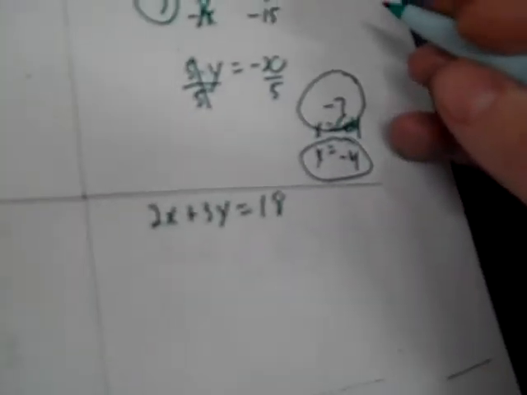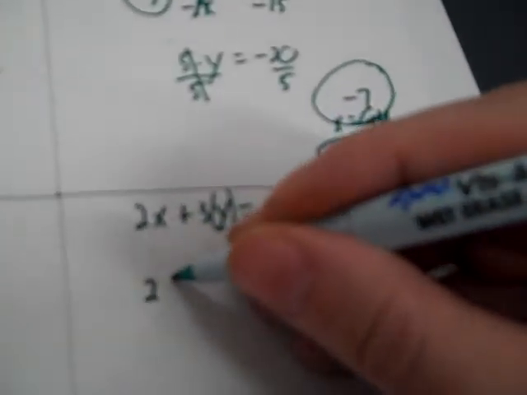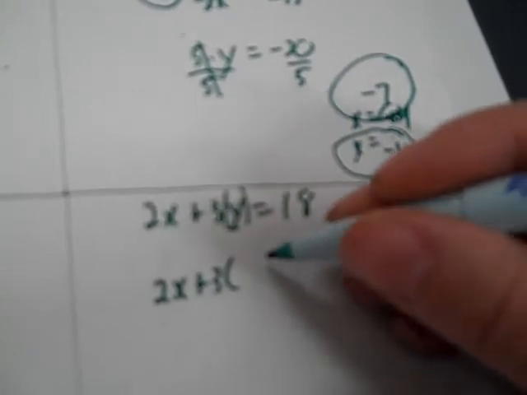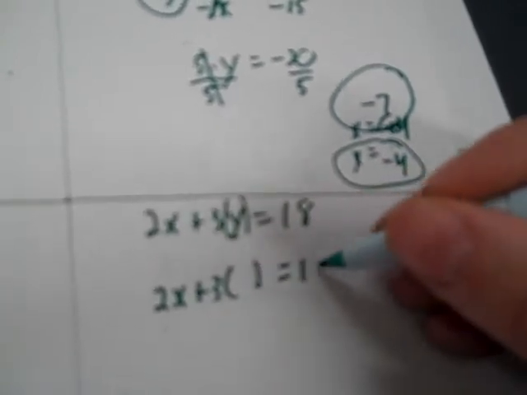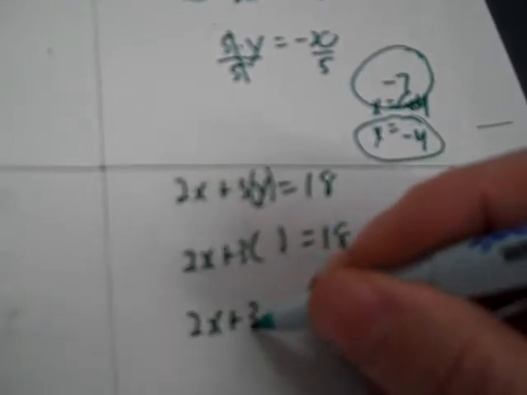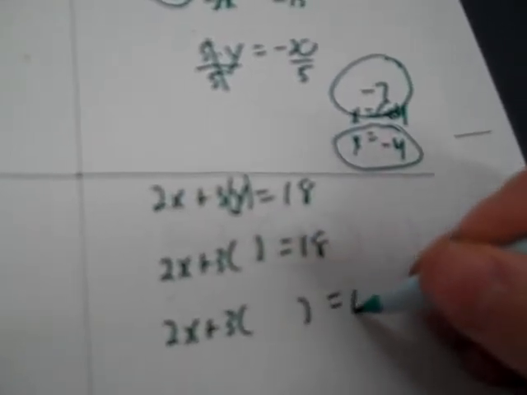Okay, y. Y is the letter in the box. That's the letter you put in parentheses. Now make the parentheses longer so you can fit everything inside. Okay, -3x plus -1.